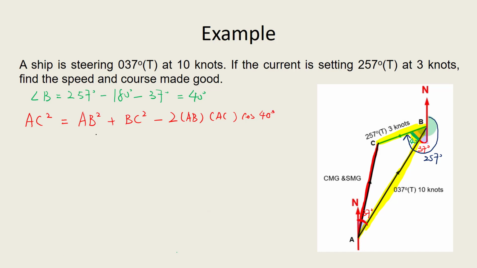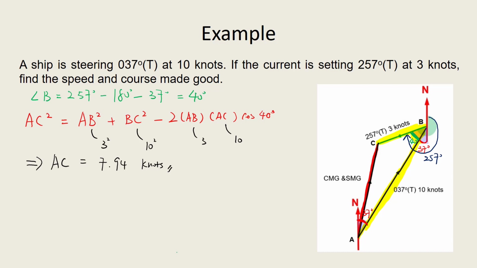We can then simply plug in the values. AB is 10, BC will be 3, this is 10, this is 3. So you can press a calculator, you can find AC directly. Do not forget to take the square root. The answer for AC will be 7.94 knots. So we have found the magnitude of the ship's velocity already.